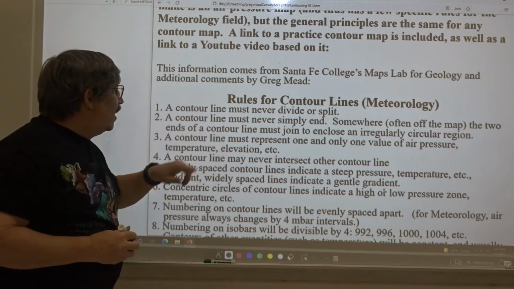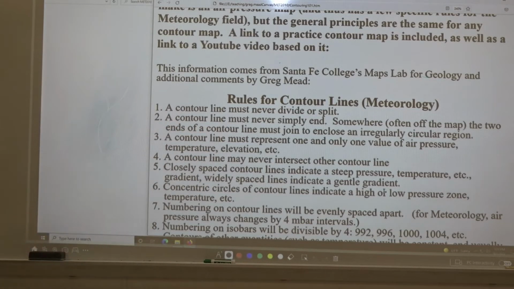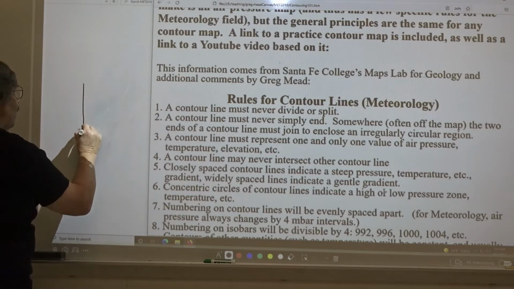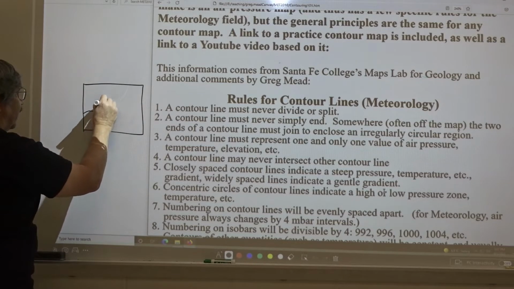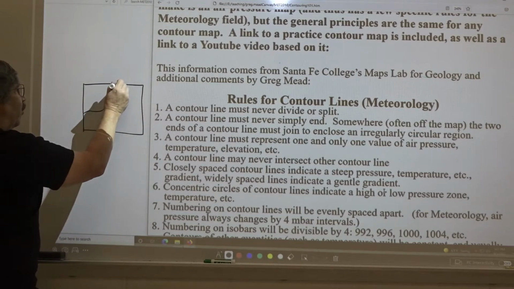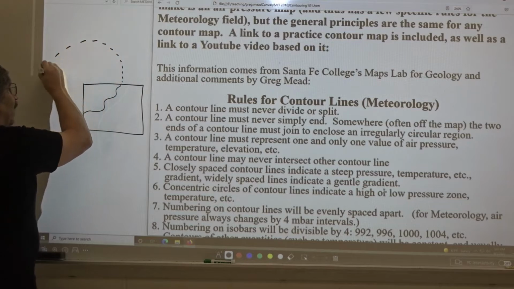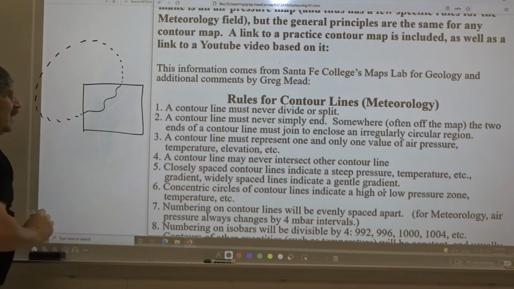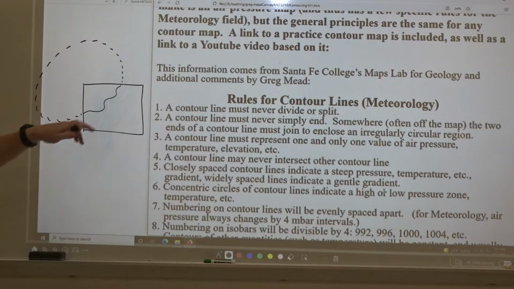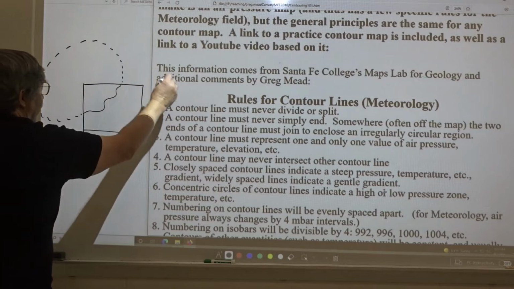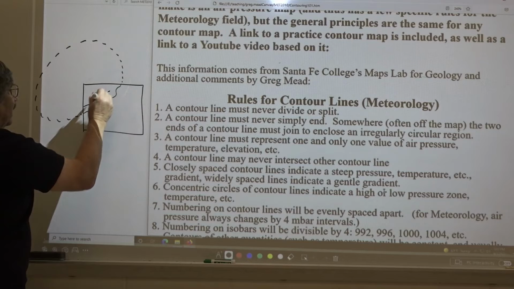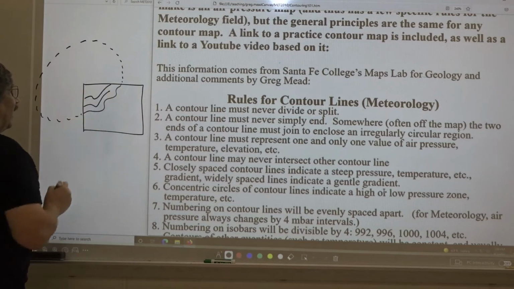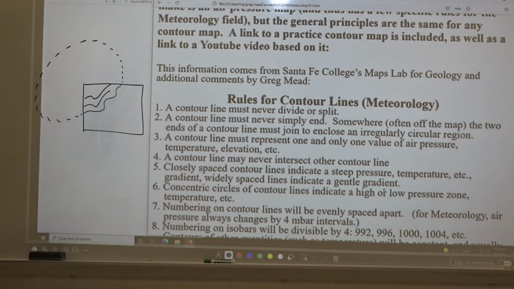Another issue is a contour line must never simply end. If you have a map, and suppose this is your map, and you have a contour line going from one margin to another, it will always come around somewhere else and join to enclose an irregularly circular region. It might go like that, it might go like that, but it will never simply end. You'll never see a contour line simply end like that and then have other contour lines around it. It's not possible.